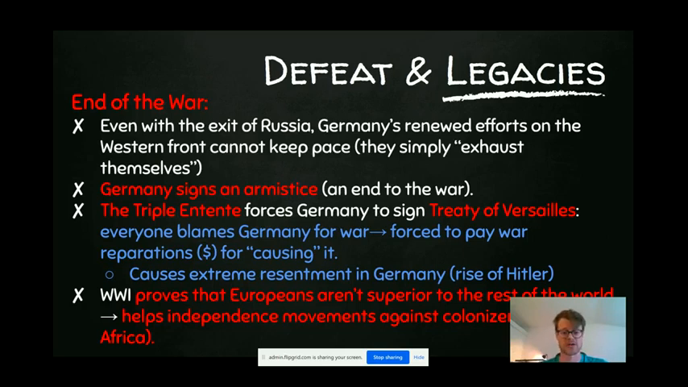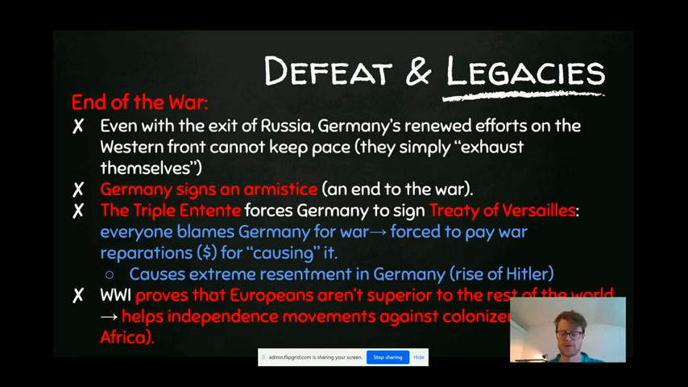And what Germany has to pay is something called war reparations, which is basically just money for causing the war and all the damage. I cannot underscore to you the amount of resentment that this is going to cause in Germany. And it's going to contribute, especially to here in about 20 or so years after the end of World War I, the rise of a certain Adolf Hitler.